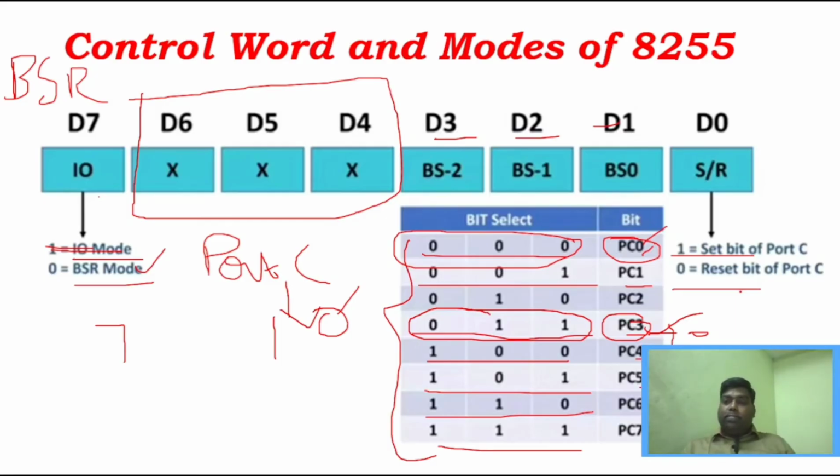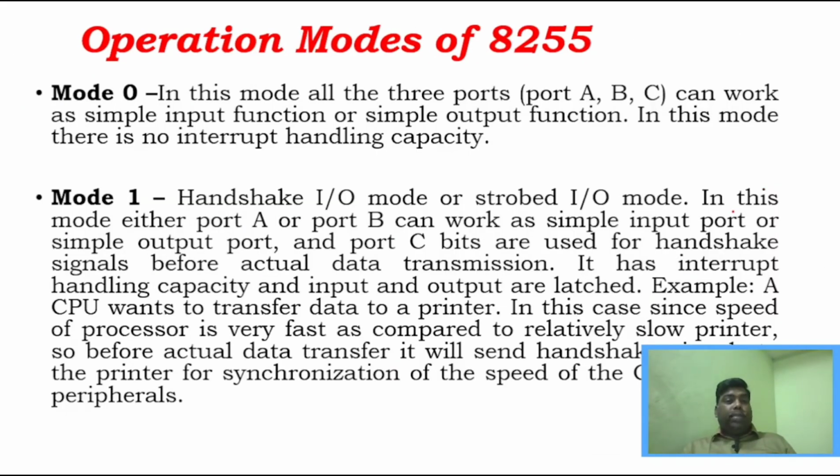So which bit in port C is selected, either 0, 1, 2, 3 or up to 7, will be determined by these 3 pins, and whether that bit is 0 or 1 will be determined by this particular bit. Clear? This is the control word configuration for BSR mode. And I have already explained what mode 0, mode 1 and mode 2 are. That is given as theory here.